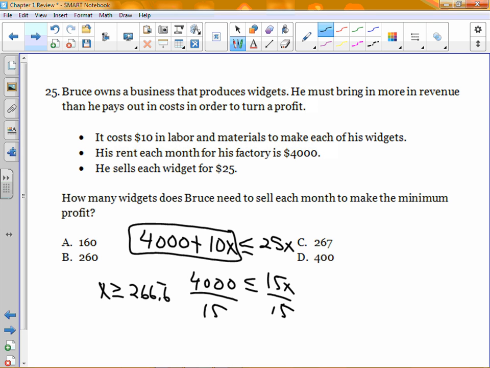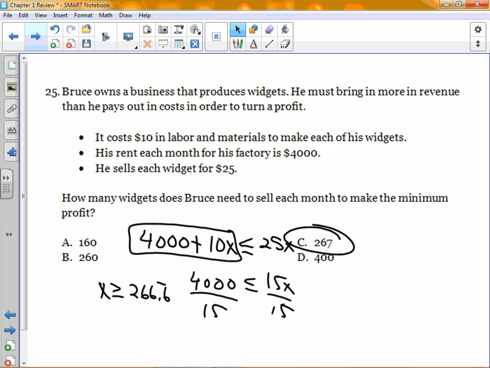So, what's the correct answer? C. Because what it asks for is the minimum number of units that you could make to make this thing profitable. So if I got to find the first number greater than 266.6 repeating, that's 267.